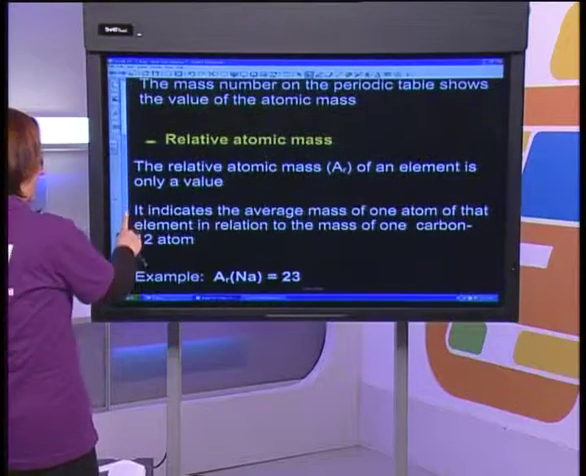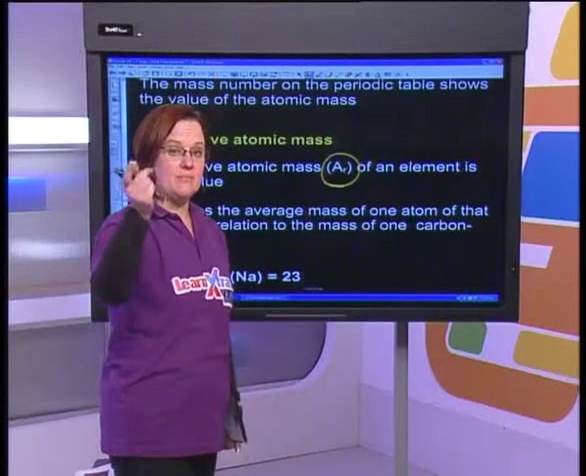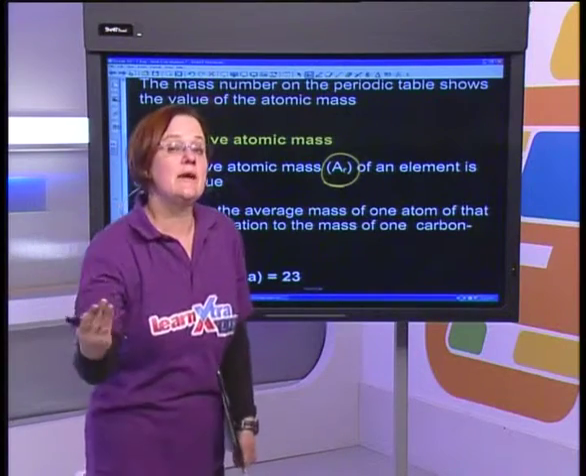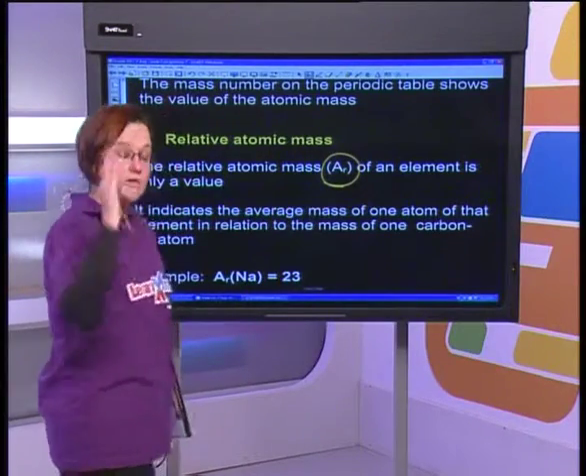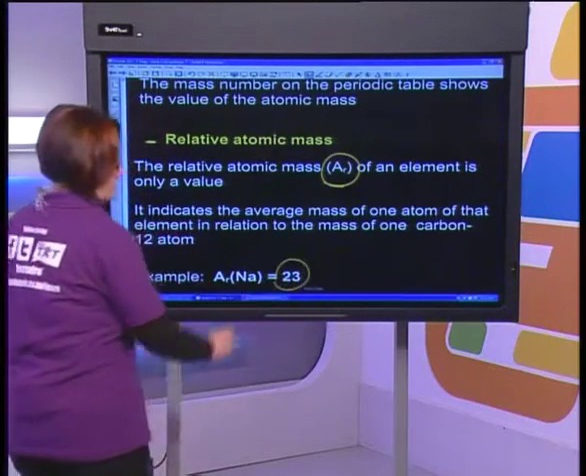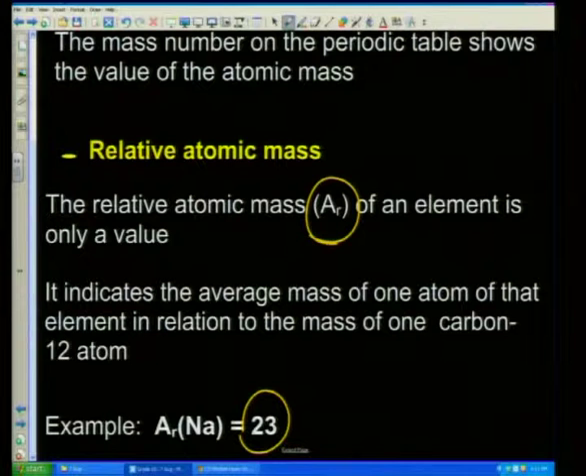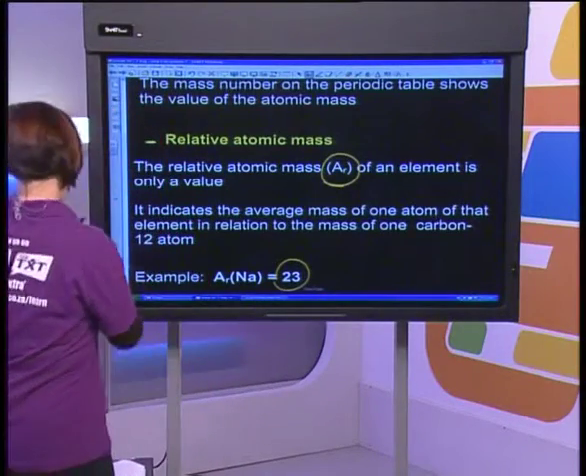Relative atomic mass, I spoke to you about this earlier. Relative atomic mass is only a value, but please be careful here. We use the symbol Ar. Relative atomic mass: A for atomic mass, little r because it's relative. We're comparing it to something. Because it's a comparison, we do not use units. So for example, sodium's relative atomic mass is 23. Not 23 grams, not 23 units, not 23 grams per mole. It's 23, period.